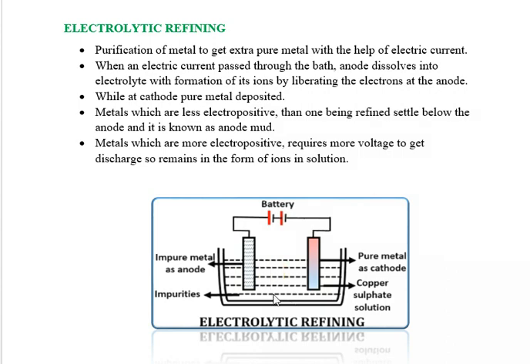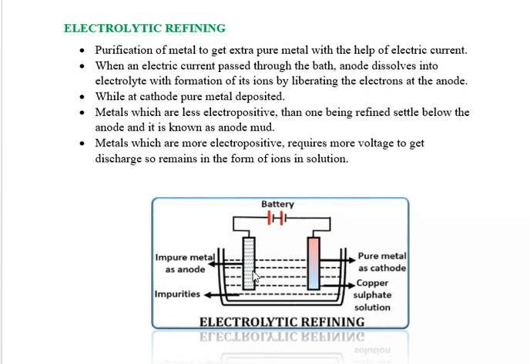And metals which are more electropositive than the metal to be refined require more voltage to get discharged. Therefore, they remain in the form of ions in the solution. This method is applicable for metals like copper, lead, nickel. In this process, you have to use electric current to purify your metal. Therefore, it is called the electrolytic refining method.